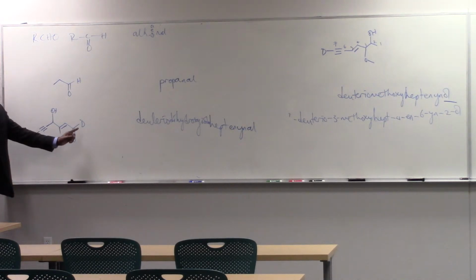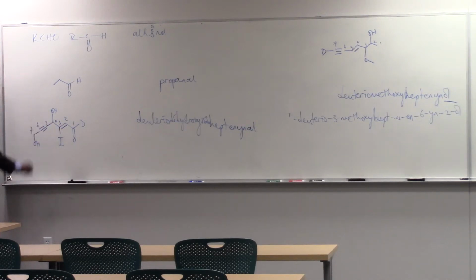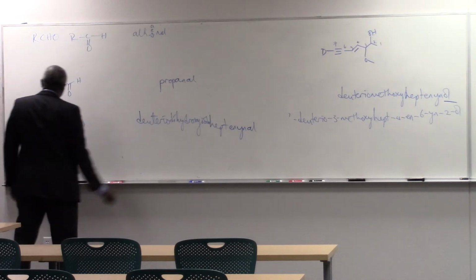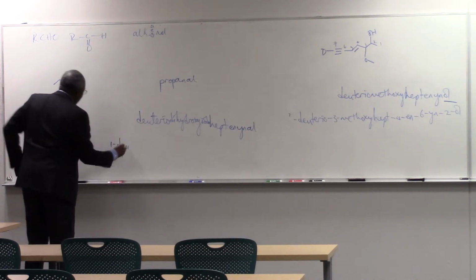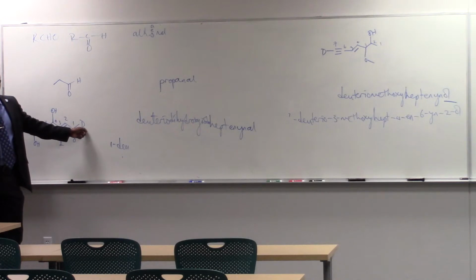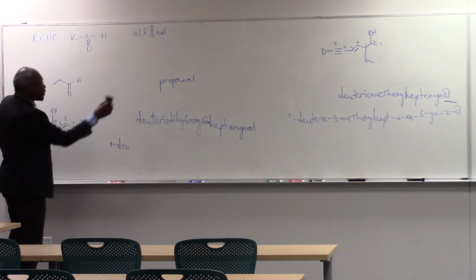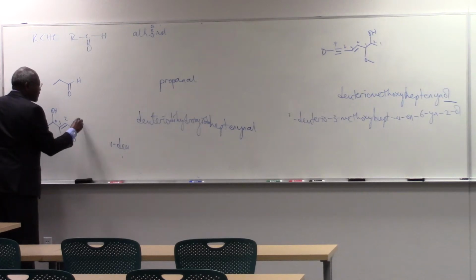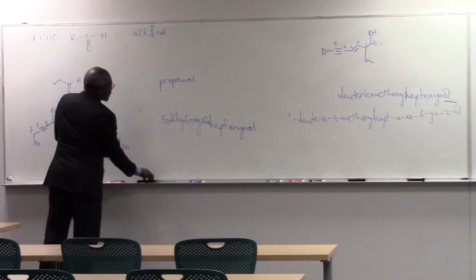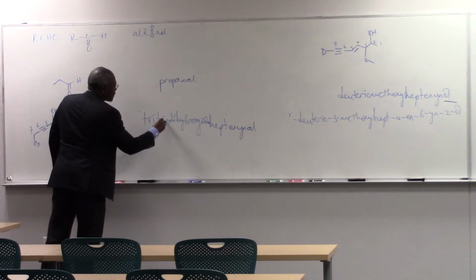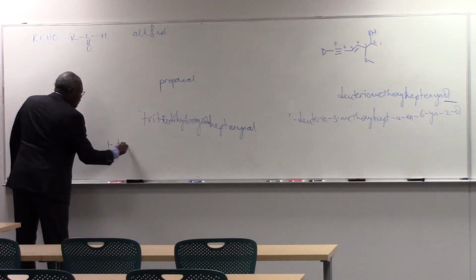Locants: carbonyl must win. So it's 1, 2, 3, 4, 5, 6, 7. And this would be 1 deuterio. And by the way, if this were T for tritium, it would be 1 tritio. Why don't we just do that? Because we did a deuterio one earlier. Let's just make this T. So this would be 1 tritio.